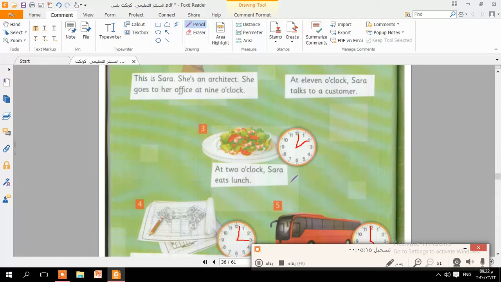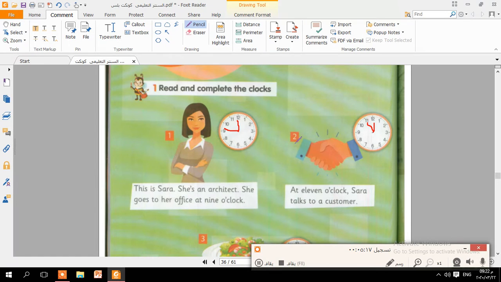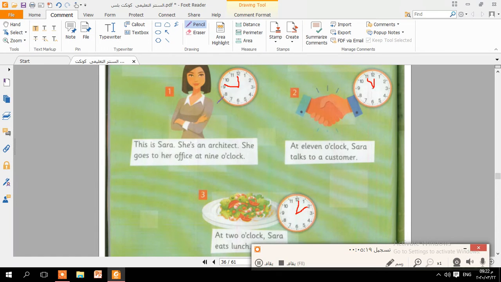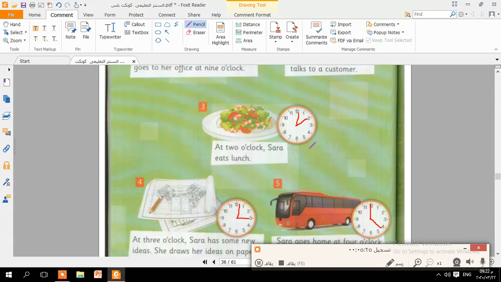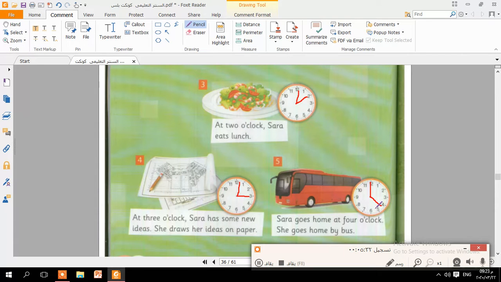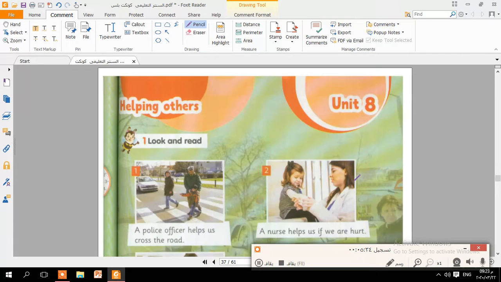Okay, I want you to draw these clocks: number 1 at 9 o'clock, number 2 at 11 o'clock, number 3 at 2 o'clock, number 4 at 3 o'clock, number 5 at 4 o'clock.